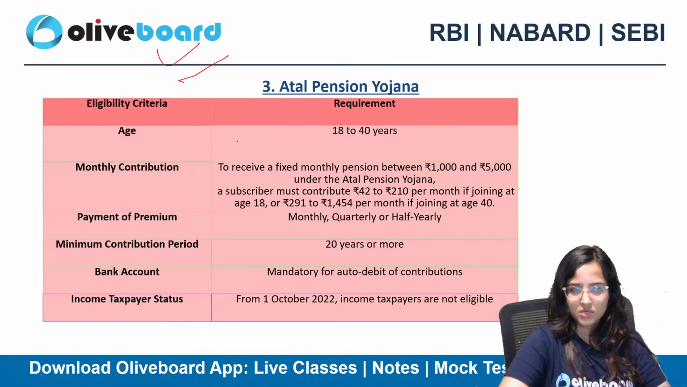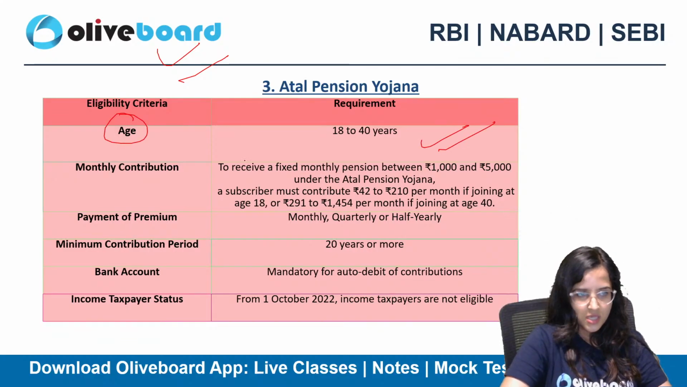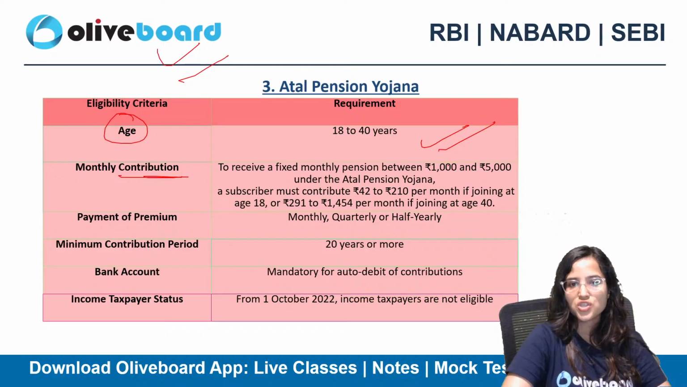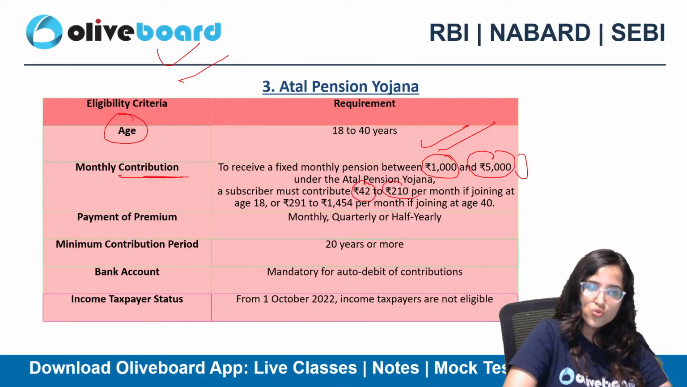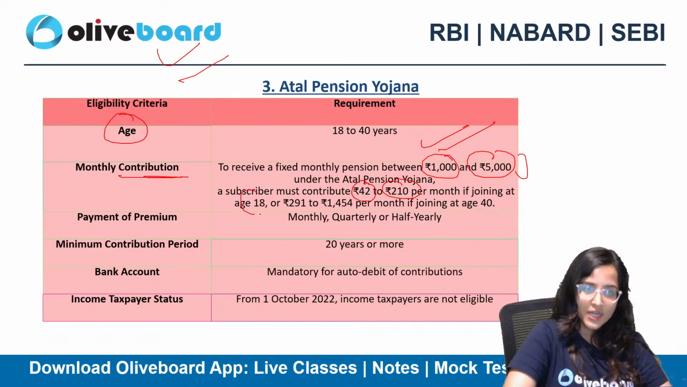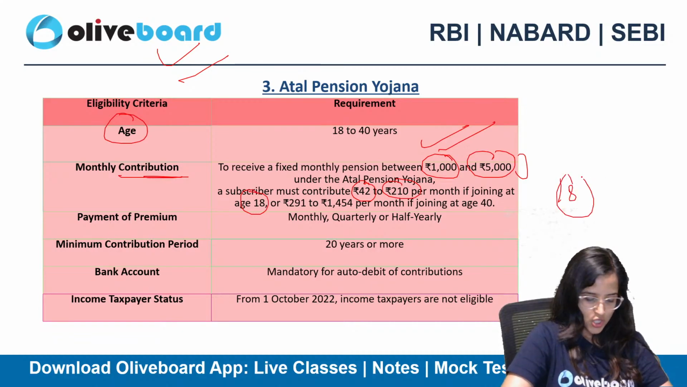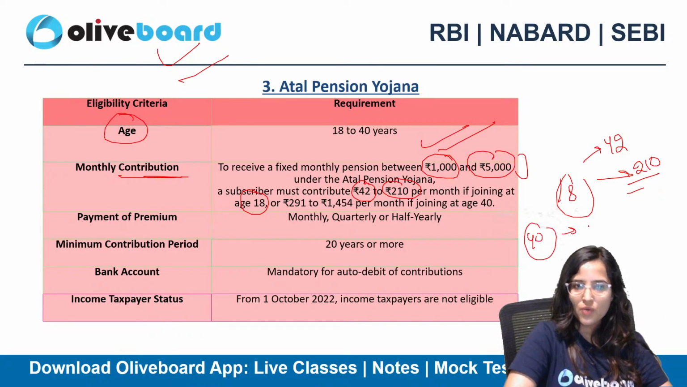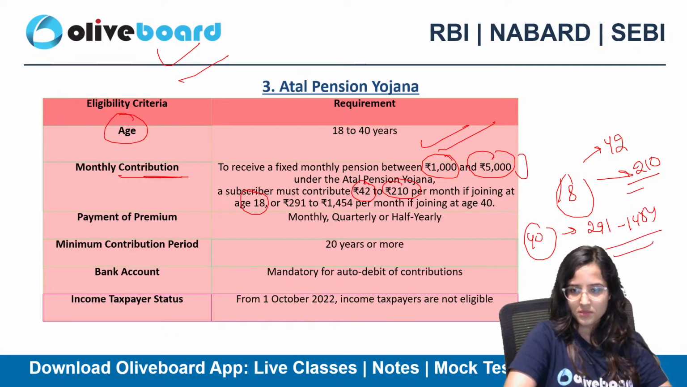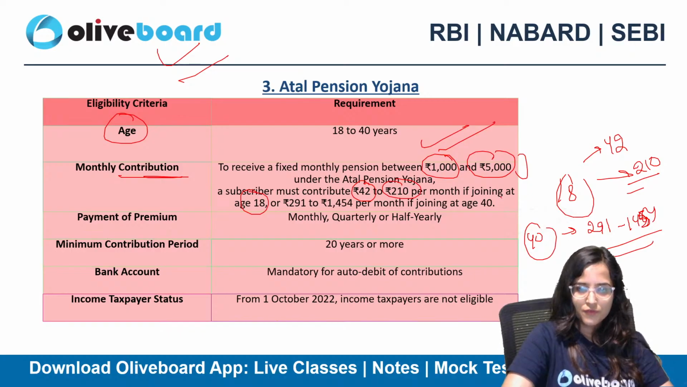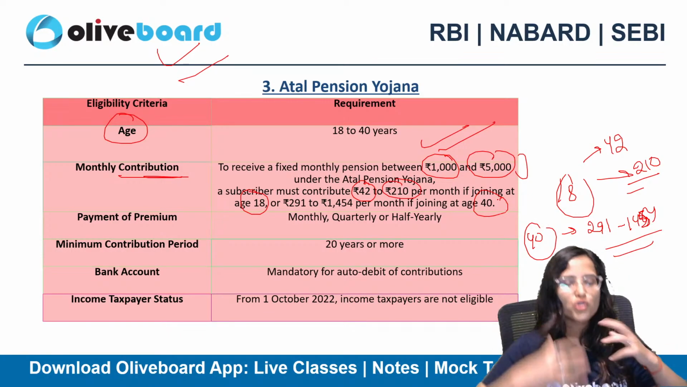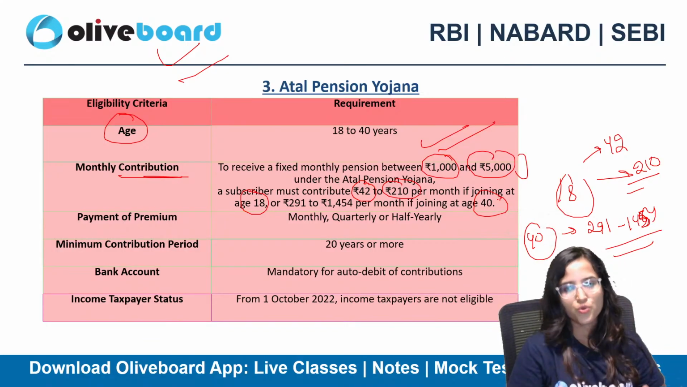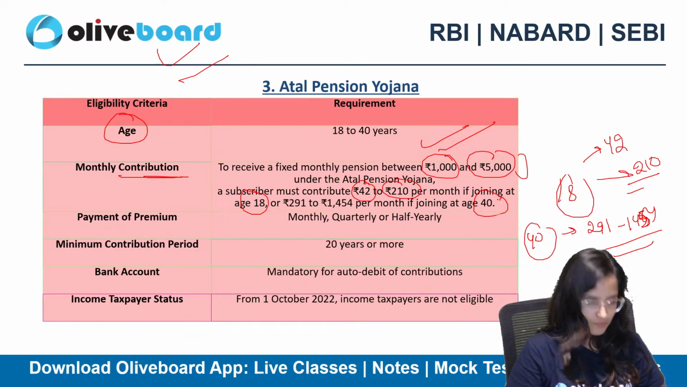You can remember this age eligibility criteria. Age is 18 to 40 years. Monthly contribution to receive a fixed monthly pension between 1,000 to 5,000 depends on the contribution. A subscriber must contribute rupees 42 to 210 per month if joining at the age of 18. It depends on you. If you're joining at the age of 40, you have to pay 291 to 1454 per month. Okay? So basically, the later you join, the more you contribute. And the earlier you join, the less you contribute on a monthly basis. Okay?